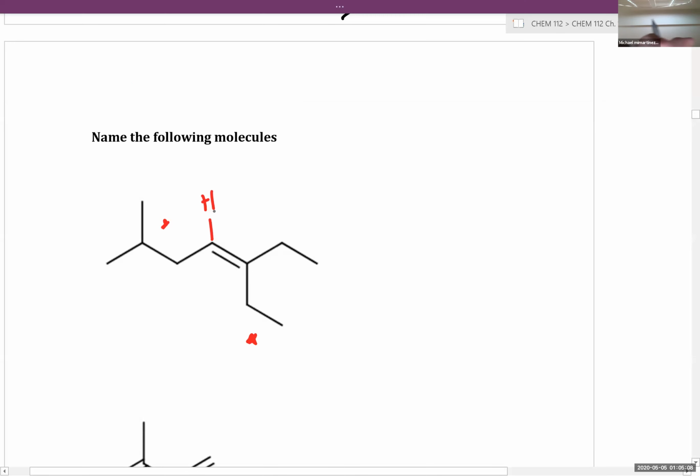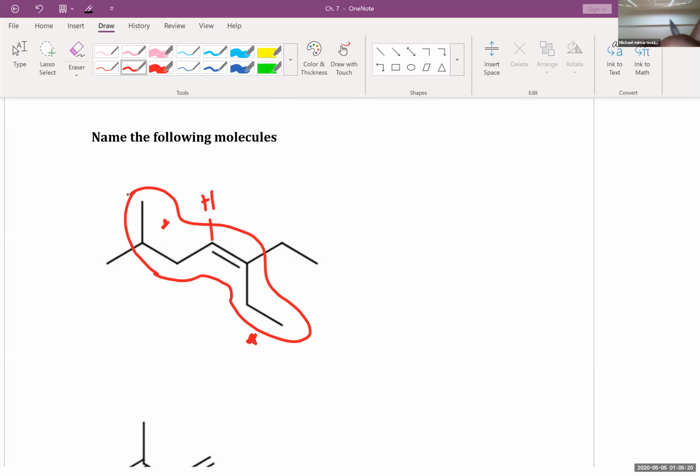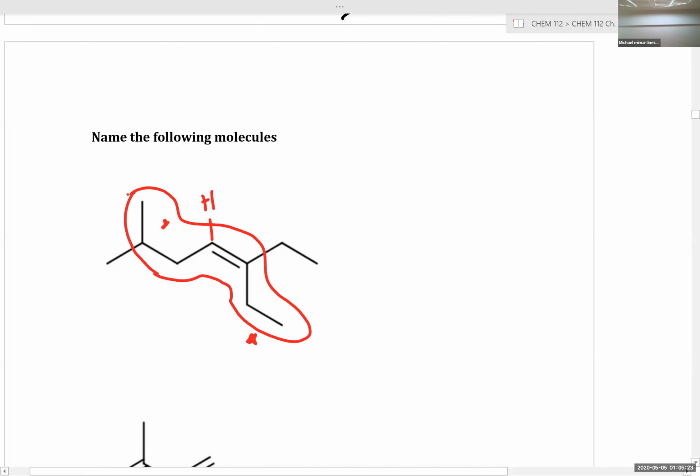Okay, now let's try to circle our longest chain. So I have my longest substituent. So now I'm going to circle my longest chain. Next, what I'm going to do is I'm going to propose a numbering scheme. So 1, 2, 3, 4, 5, 6, 7. That's one numbering scheme. Let's try my other numbering scheme, counting from right to left. 1, 2, 3, 4, 5, 6, 7.